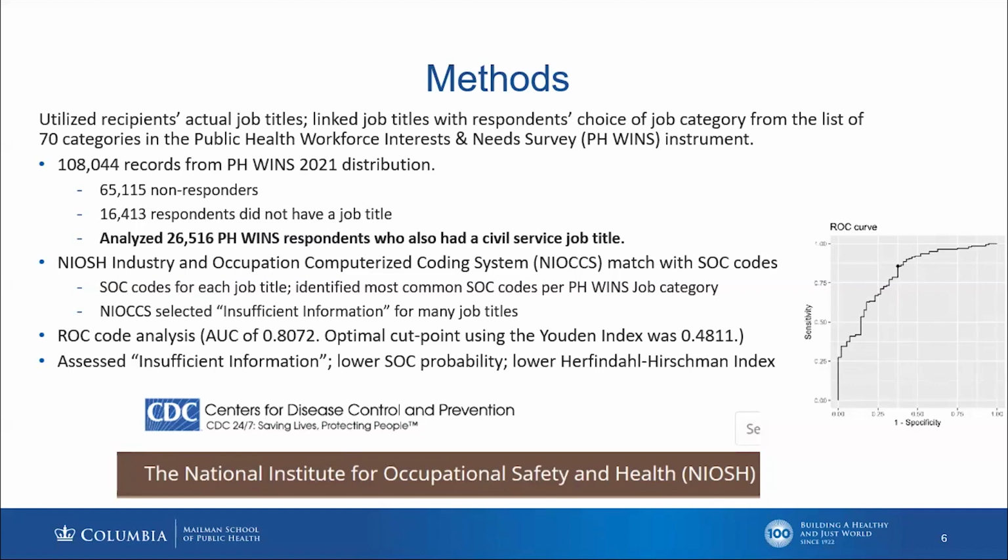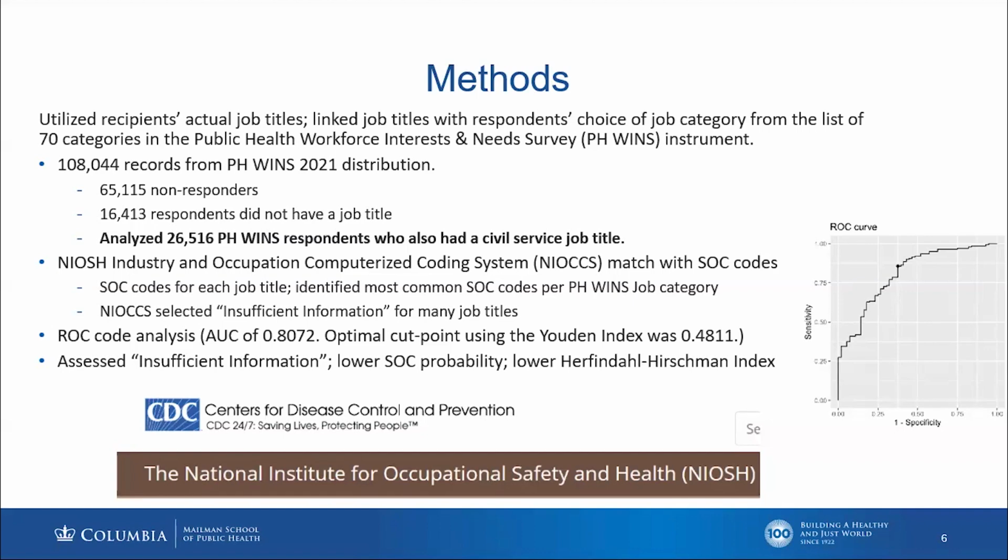And so we had this ROC code analysis and removed any of the code matches that were under a certain threshold of accuracy. And then we were able to use this data to identify which of these job categories from PHWINS were not a clear match with any particular SOC code, where they might have matched primarily with this result of insufficient information or a lower probability of an accurate match.